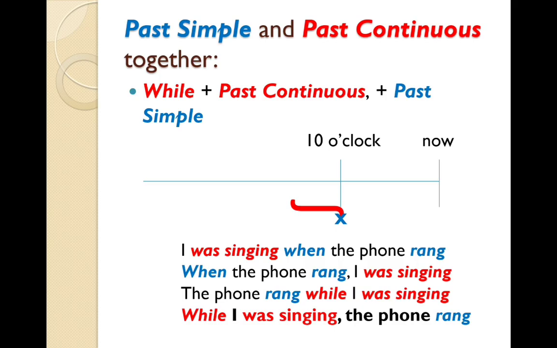So in all phrases, the meaning is the same. We use the past continuous for the longer action and the past simple for the shorter interrupting action. While always appears before past continuous, and when always appears before the past simple. And if we start the phrase with when or while, then we must use a comma. Okay, so that's everything you need to know about combining the past simple and the past continuous tenses.